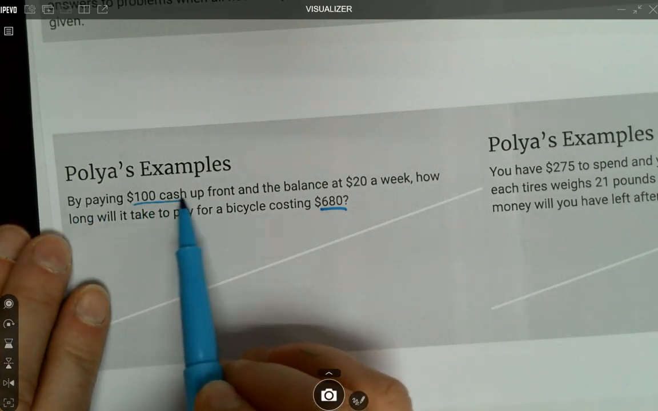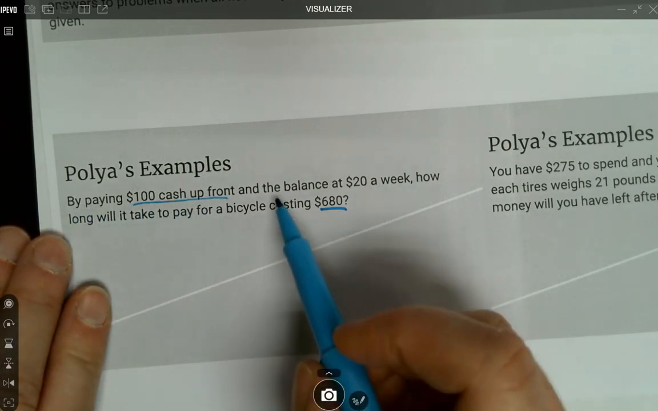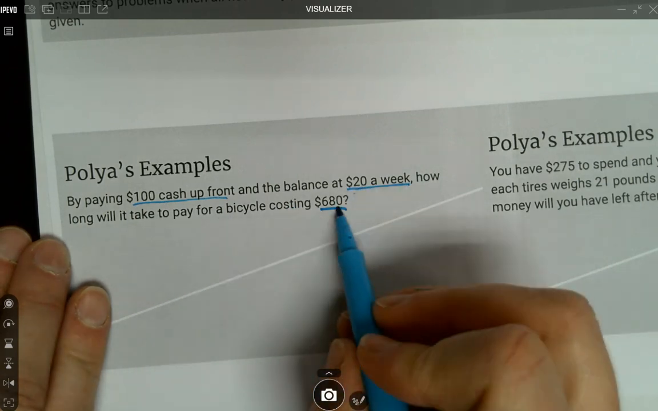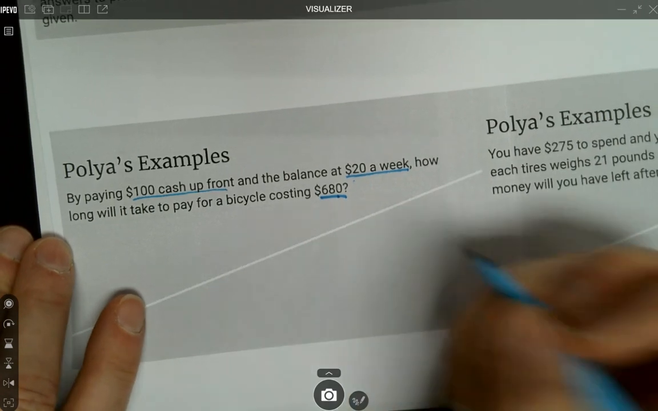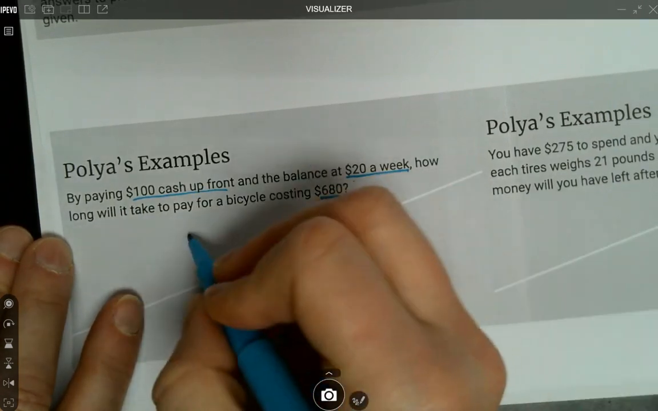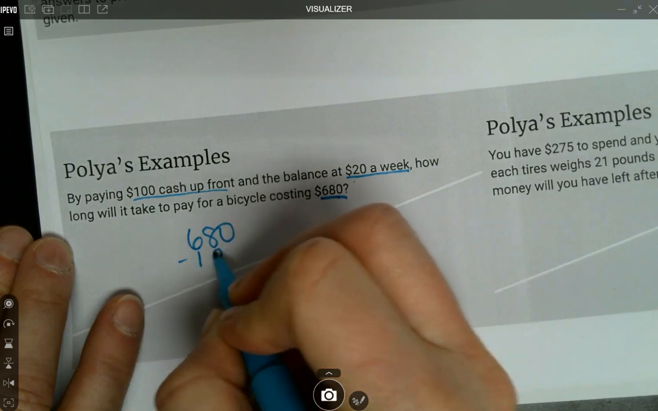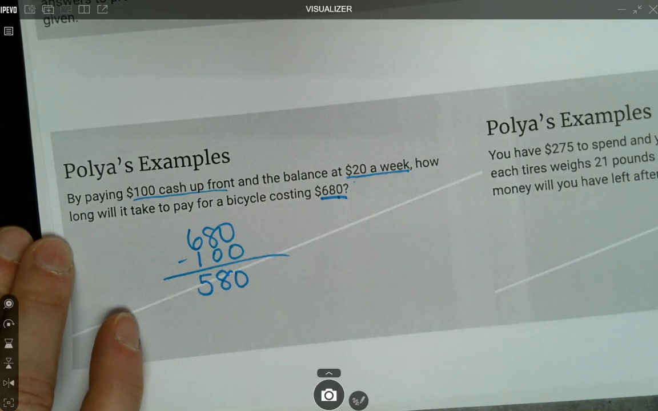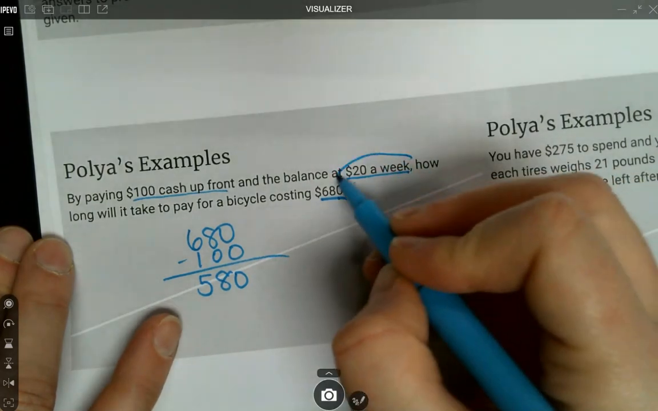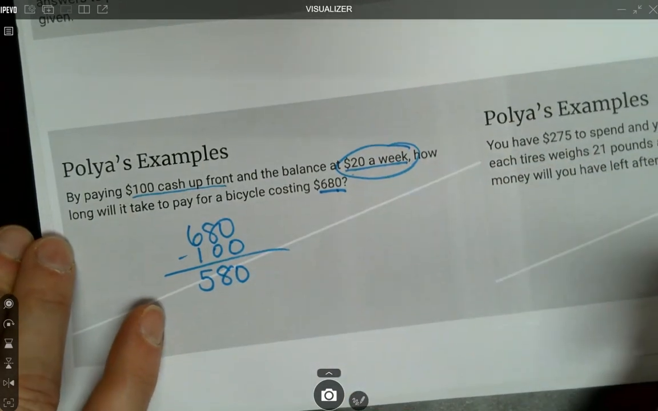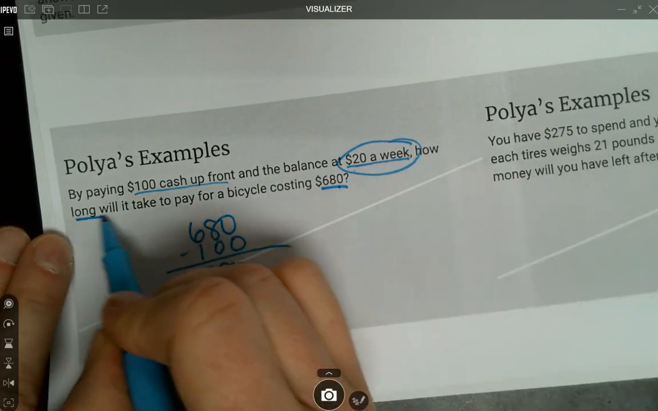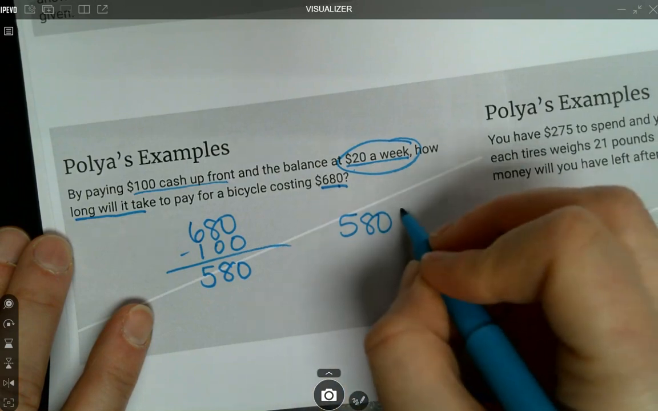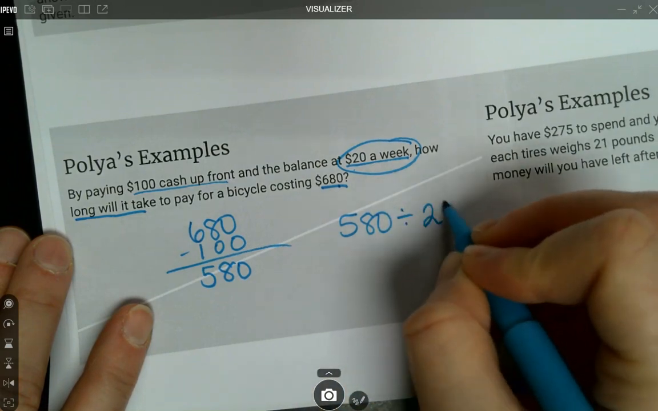He paid $100 cash up front. He paid $20 a week. We want to know how much it'll cost for $680. So if he does 100 up front, then we would need to take $680 and subtract the 100. So that leaves us with $580 to pay. And we're paying $20 per week. So to find out how many weeks, how long will it take, we're going to take that 580 and divide it by 20.